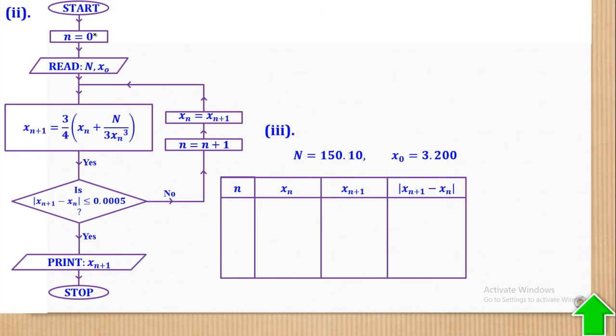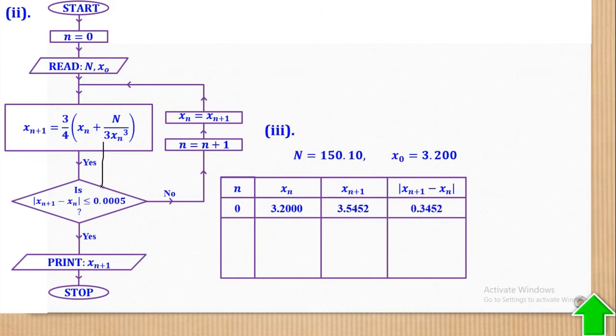Then we shall start with n being 0. Then when n is 0, we have x0 becoming 3.2000. Then we substitute this xn in this expression, where there is xn here and here, to come up with xn plus 1 being equal to 3.5452. Then subtract the 2, and you'll come up with 0.3452.